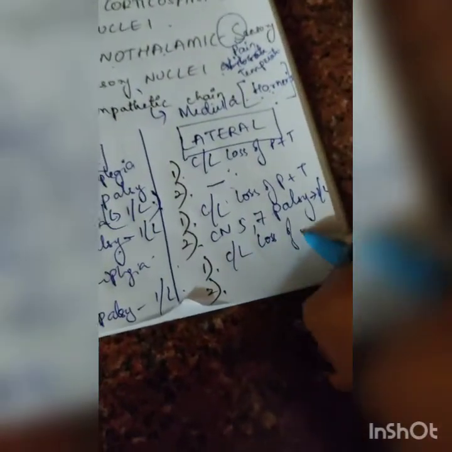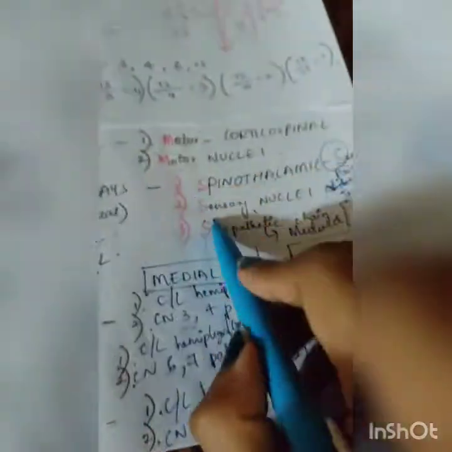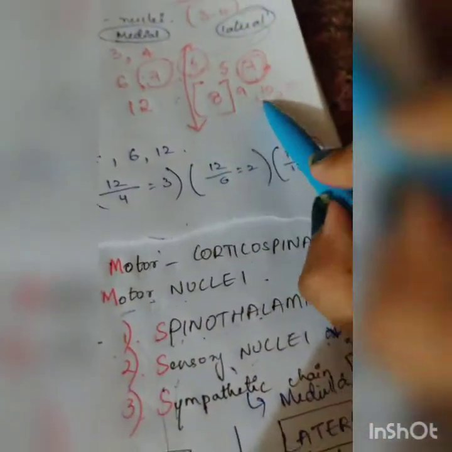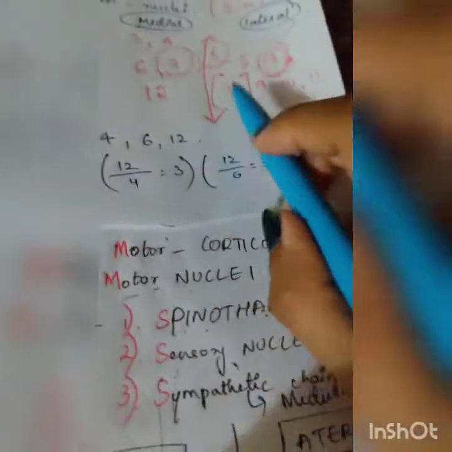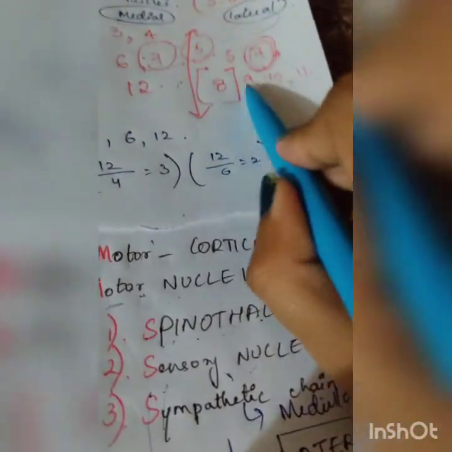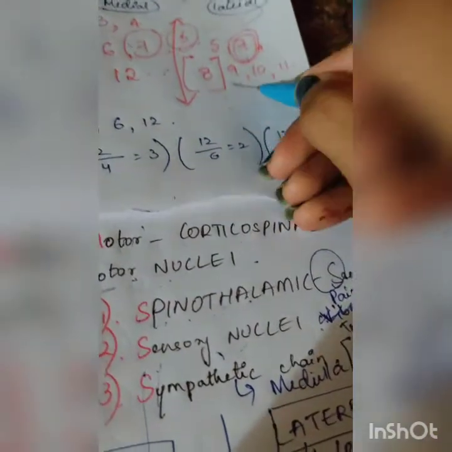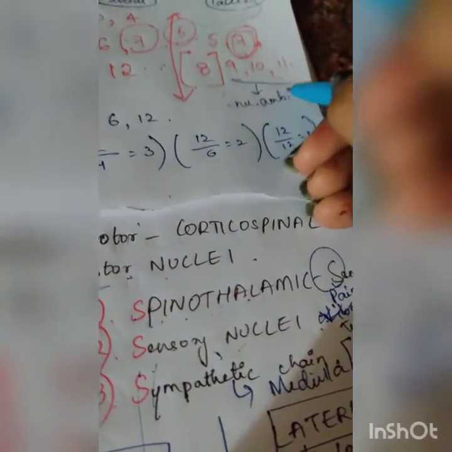The first one is going to be spinothalamic. Therefore, contralateral loss of pain and temperature. The sensory nuclei are 8, 9, 10 and 11, and also 5. 5 is also going to be there. Did you know that the nuclei of cranial nerves 9, 10 and 11 combine together, forming the nucleus ambiguus?